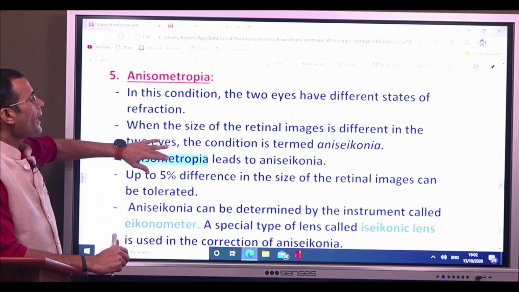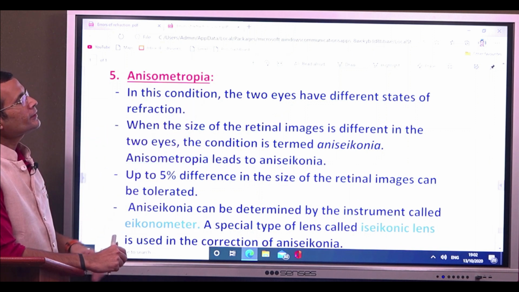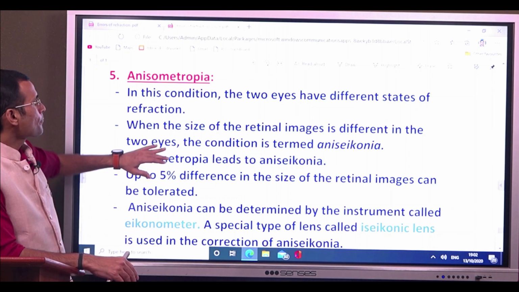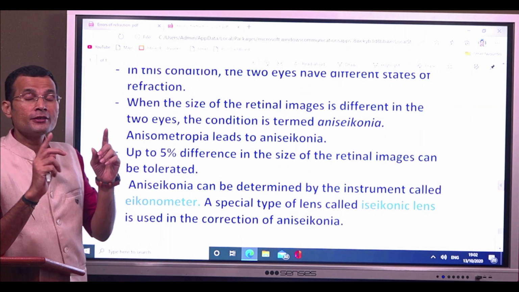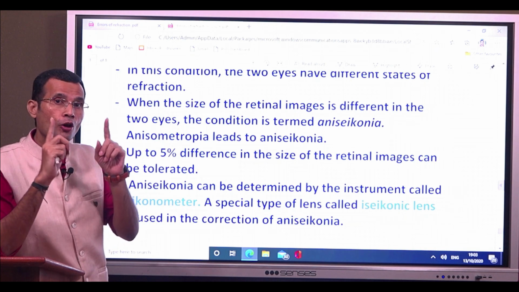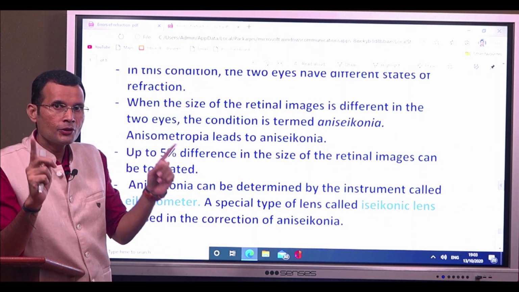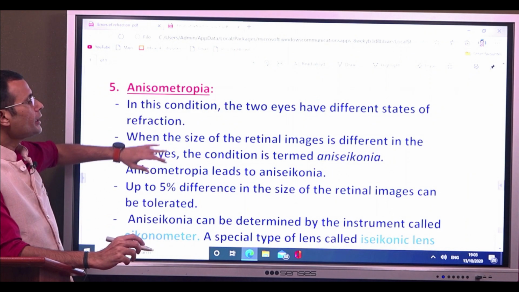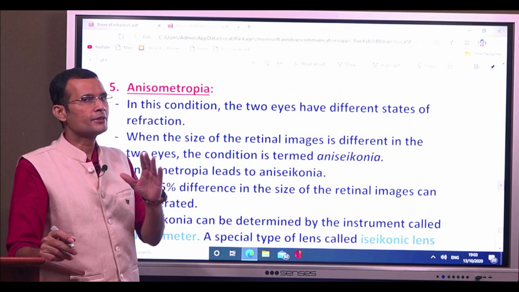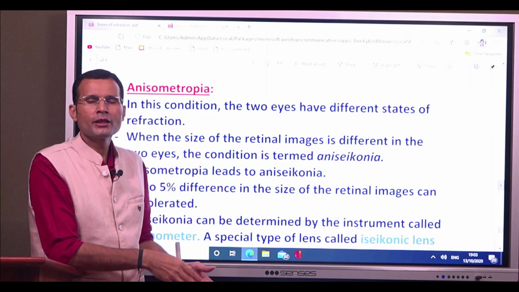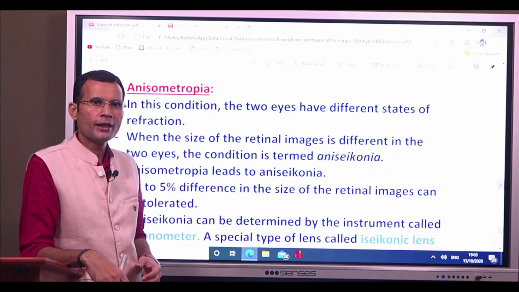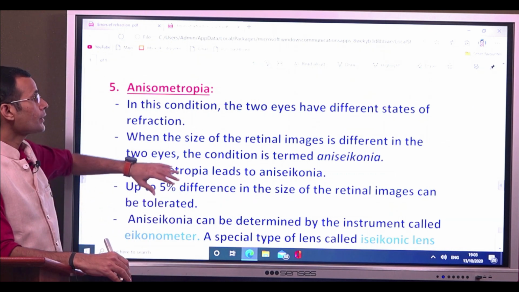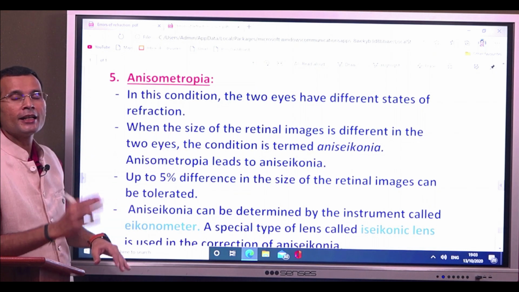Anisometropia. What is anisometropia? In this condition, the two eyes have different states of refraction. Different states of refraction of the two eyes. Okay, that's called anisometropia. Normally, we would expect that both eyes have the same, either normal refraction or some error of refraction, but the same one in both eyes. But if the two eyes have different states of refraction, it's called anisometropia.